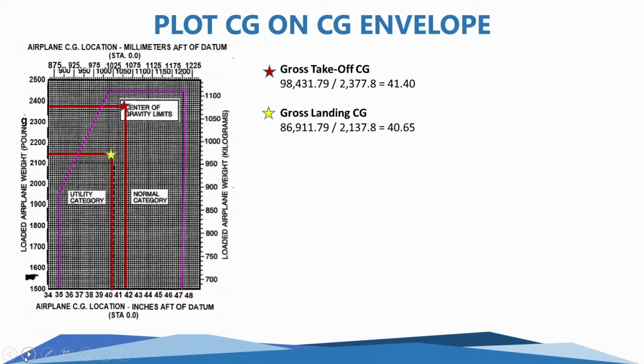So what you're going to do is start off at the bottom. What we've got is 41.4 inches, which is here. And you would basically follow that up, and you're trying to match roughly 2377, which is here. And that's how we come up with that red star. And then upon landing, we're looking at 40.65, and we have a weight slightly higher than 2137, and that's where our gold star is. If you did everything correctly, you would obviously have something that would look like this.